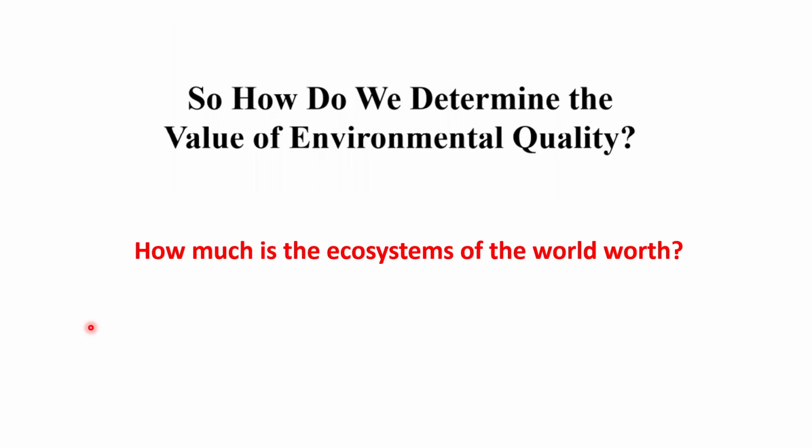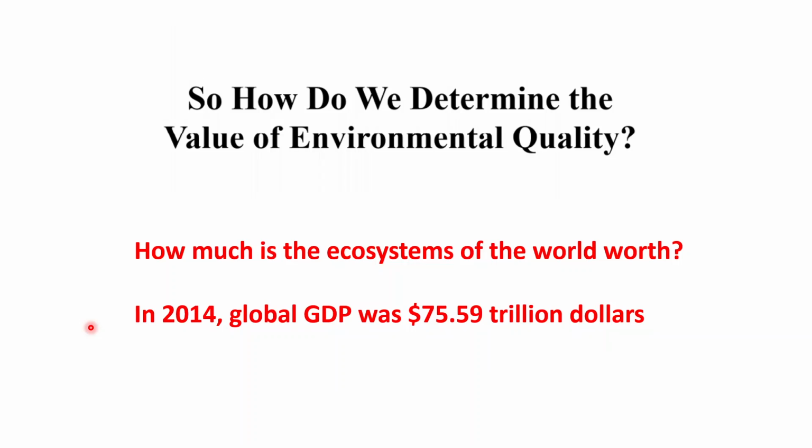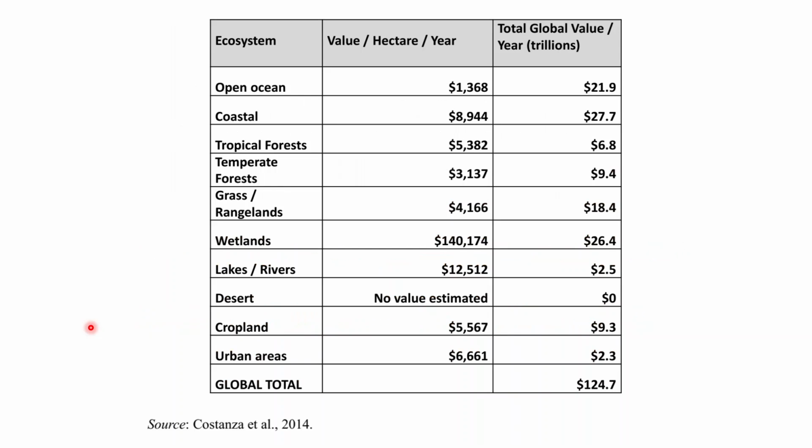Okay. Now, how do we determine the value of environmental quality? Let's start with this question: how much is the ecosystem of the world worth? To put it in context, in 2014 the global GDP was $75.59 trillion. A group of scientists in 2014 used valuation techniques to try to value the ecosystem, and this is the annual value, not the total value. Every year, the ecosystem of the world produces this much in goods and services in terms of monetary value, and the value they got was $124 trillion.